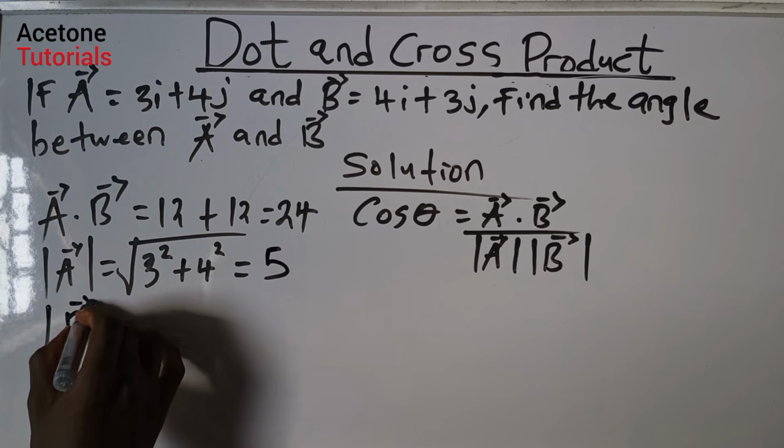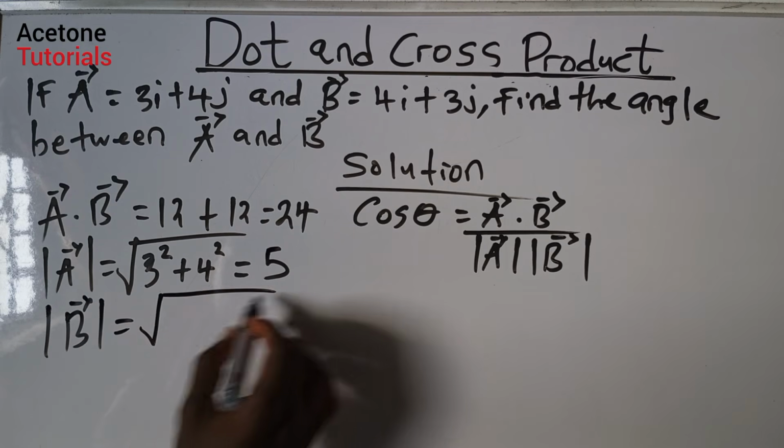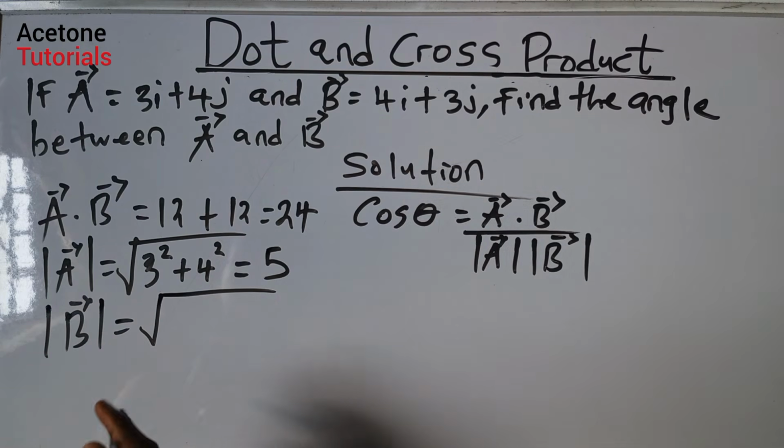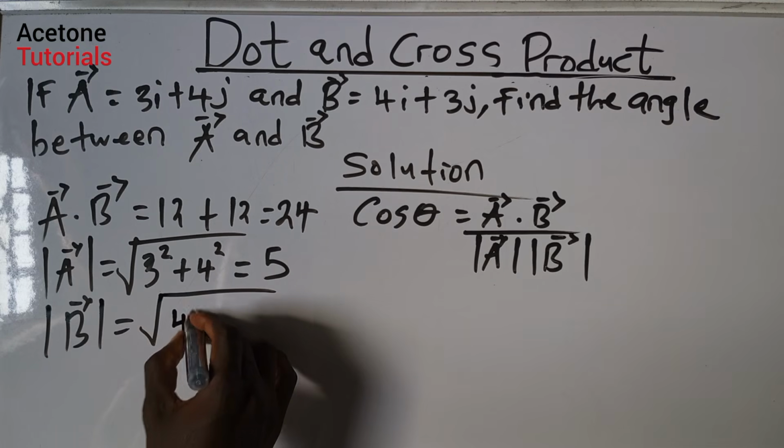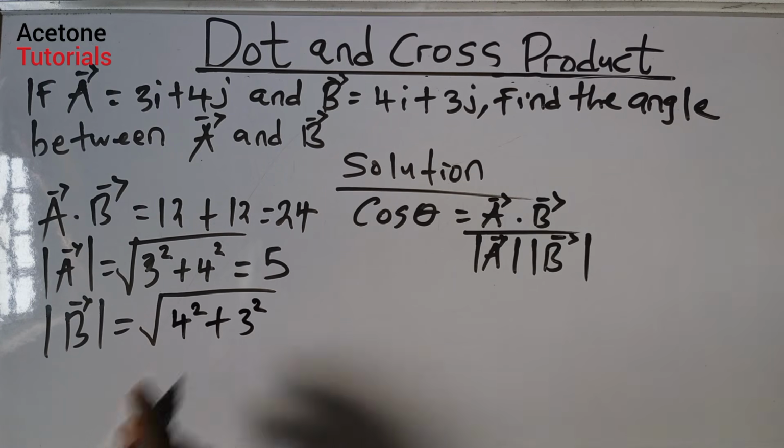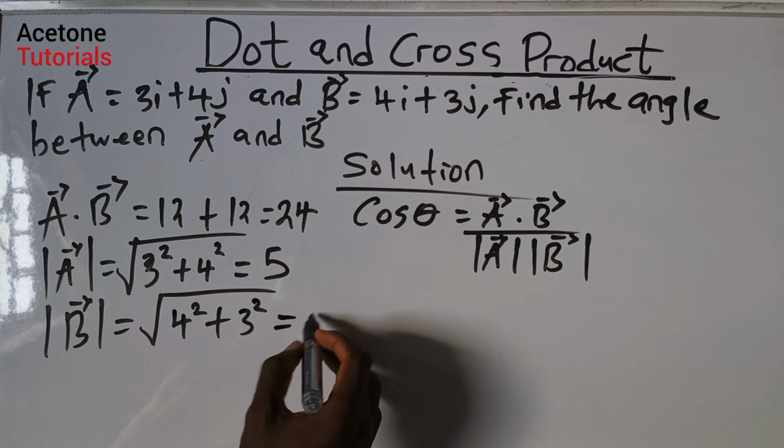For B, the magnitude is root of the x component squared plus the y component squared. That's 4 squared plus 3 squared, which is 16 plus 9, which is 25. So root 25 is also 5.